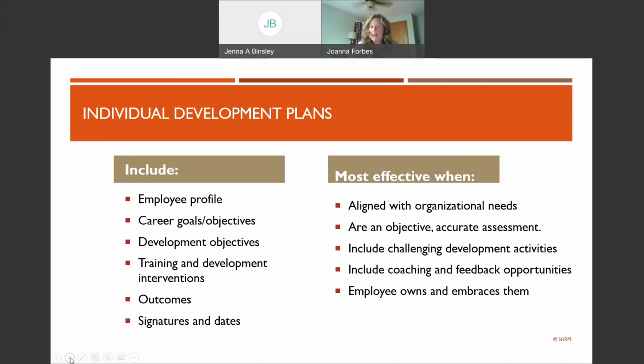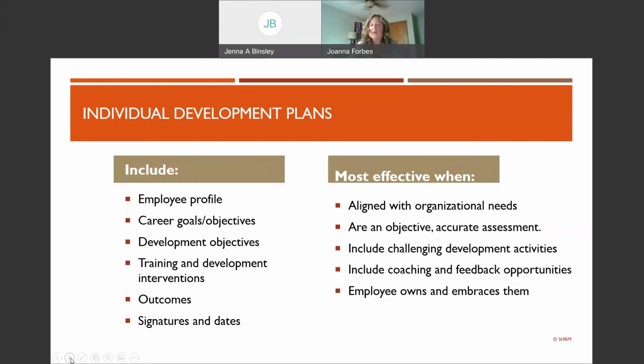Again, this does not have to be a lengthy document. You're going to include their information, some development objectives, how they're going to get there, and what those outcomes are. And really, again, it's most effective when it's aligned with some organizational needs, when there's some objective, accurate information on there. Maybe you will attend this class by, you will shadow this person, such and so is going to be your mentor, you will perform these activities, cross-train, et cetera, which we're going to talk about all those things here in a minute.